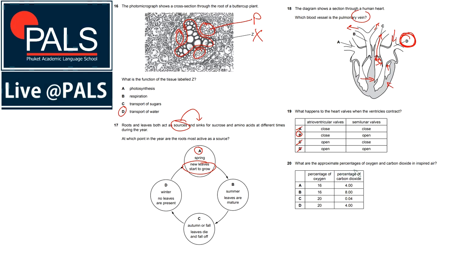What are the approximate percentages of oxygen and carbon dioxide in inspired air that we breathe in? There's almost no carbon dioxide in the air, so that leaves us with only 0.04 as an option, and 20% more or less matches, so that is C. Expired air contains around 4%, 5% carbon dioxide. So 0.04%, that is a number you should know, is for carbon dioxide in the atmosphere and in the air around us that we breathe in.